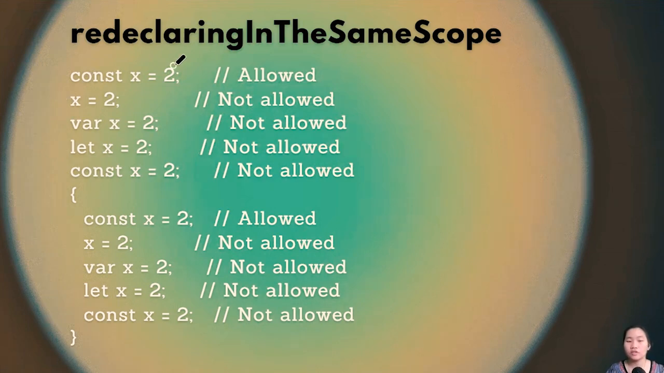So const x equals true, redeclared again in a block scope, that's okay. x equals true, that's not allowed. var, not allowed as well. let is not okay, and const, that's also not okay. So the moment you have const up here, and you declare a variable and assign it with const, you cannot redeclare or reassign it by any means, regardless of scope, okay?